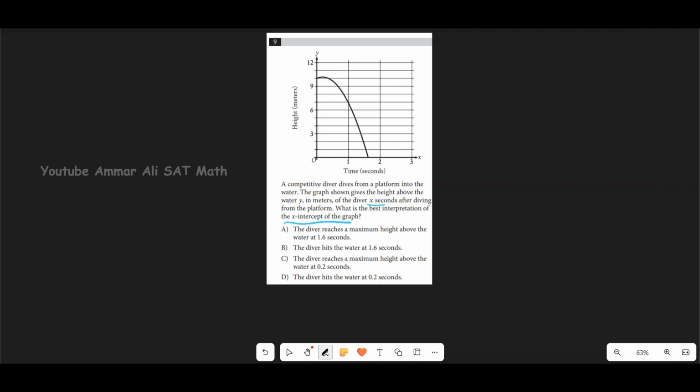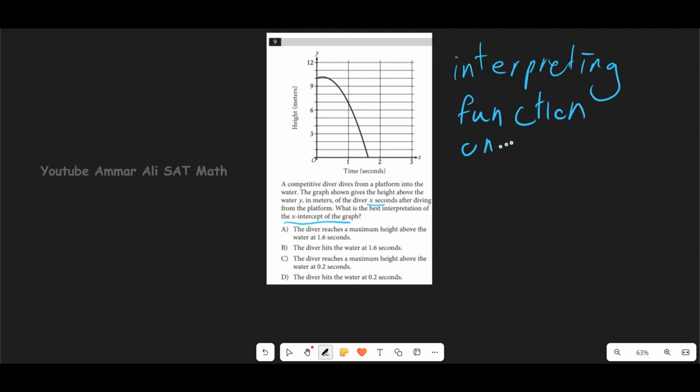Okay, so what is the concept? Remember, we always start our SAT questions by understanding what concept they are testing us on, and this one is interpreting functions on a graph. Basically that's what we're doing, interpreting functions specifically on a graph.